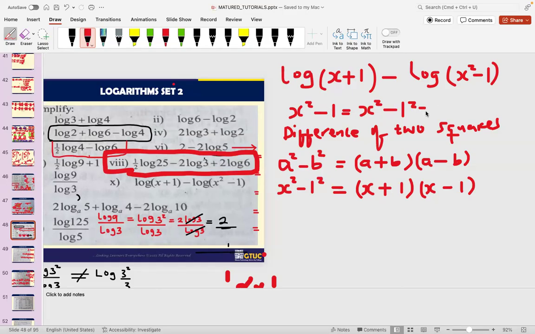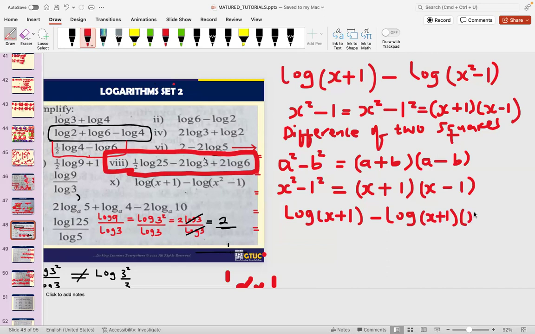it as x plus 1, x minus 1. And let's see how it can help us solve this question. So in rewriting this question, I have log x plus 1 minus log. Instead of x squared minus 1, I'll rather use the simplified one, which is x plus 1, x minus 1.